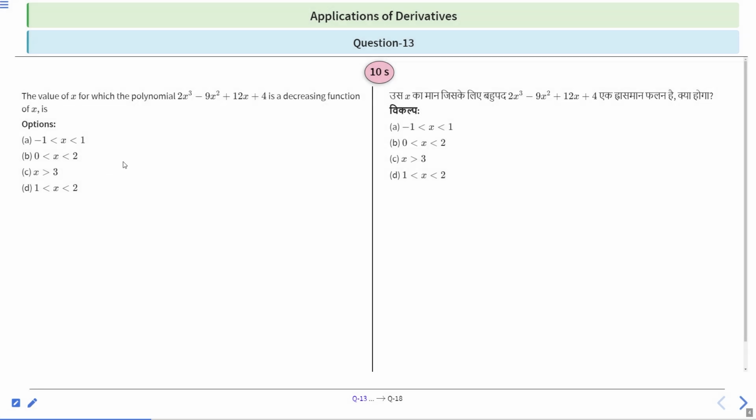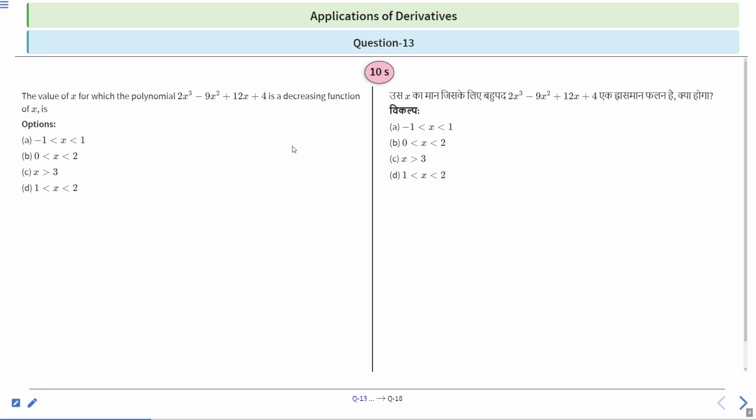So let's start with question number 13, which says the value of x for which the polynomial 2x cube minus 9x square plus 12x plus 4 is a decreasing function of x. See, the hint of this question is we have to find the interval of x in which this function is decreasing. So, what is the condition of a function to be decreasing? For a function to be decreasing, f dash x must be less than 0, right? So, from the given fx, we will find f dash x and put f dash x less than 0.